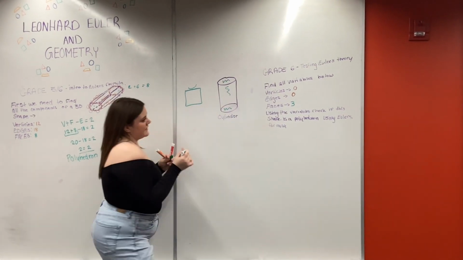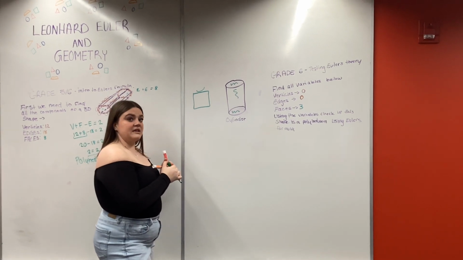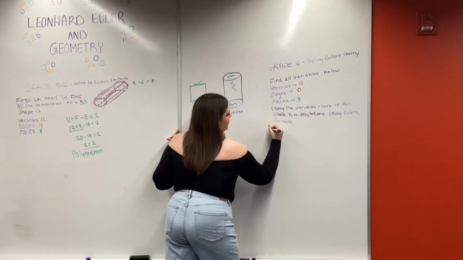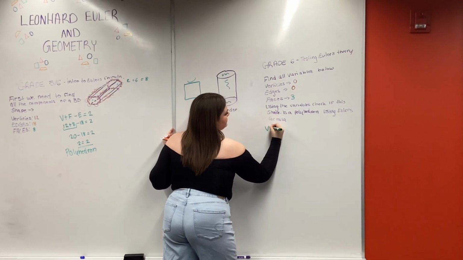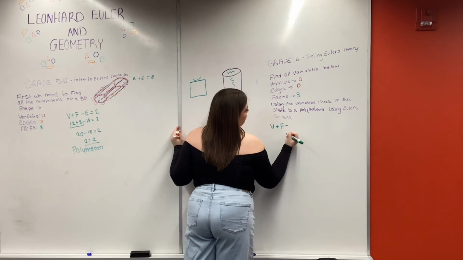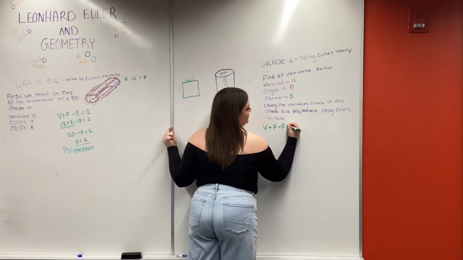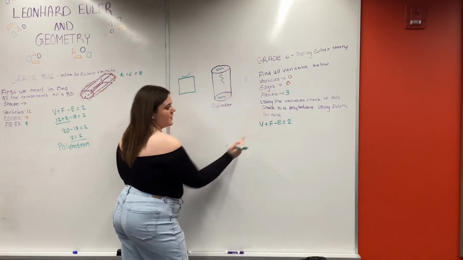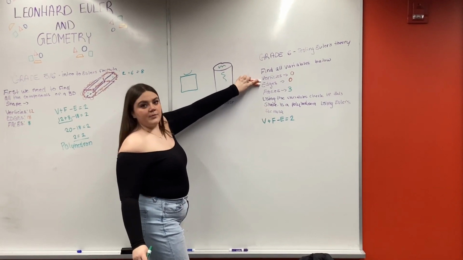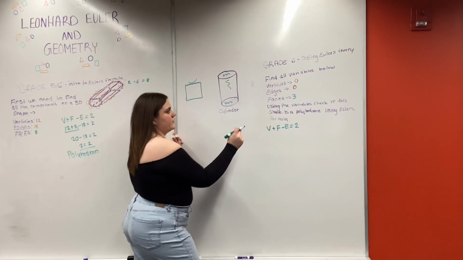And now the question is asking us to use these variables to check to see if the shape is a polyhedron using Euler's formula. So from our previous lesson, we know that Euler's formula is our vertices plus the amount of faces that we have minus the amount of edges that we have, and that answer is going to equal 2. So using our formula, we're going to substitute in all of these variables that we have found and collected, and see if our answer equals 2.